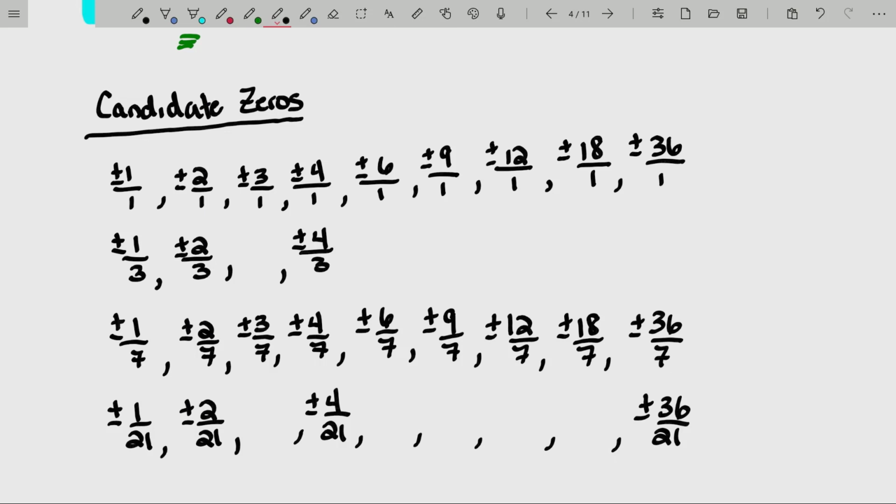And 36 over 21, 3 goes into both of those. That's 12/7, and we already have that. Well, still, yes, I got to erase some of those, but it's still pretty brutal, right? I mean, that's a long list of numbers.